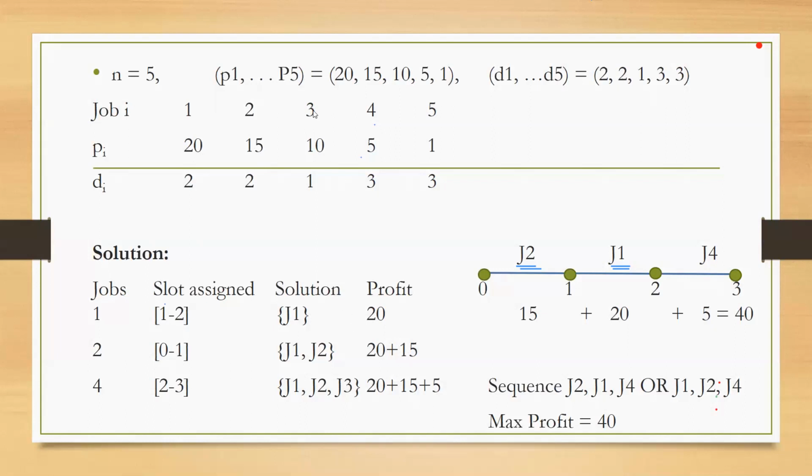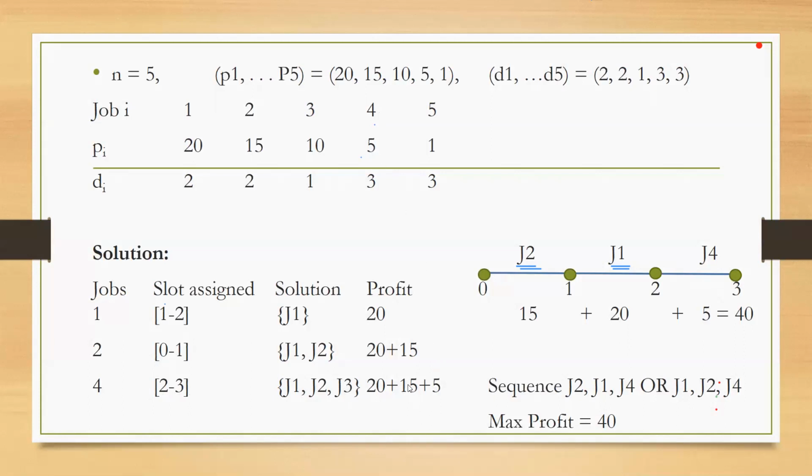Next, you take job 3. Since its deadline is 1, that slot is already filled. You cannot consider that job. The fourth one, you consider the fourth one and its deadline is 3 and the last slot is free. Therefore, you consider the 2 to 3 slot. So now we add that job, J1, J2, J4, and add the profit 20 plus 15 plus 5. 5 is the profit of job number 4.